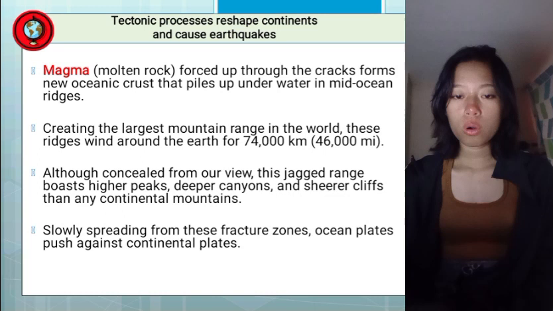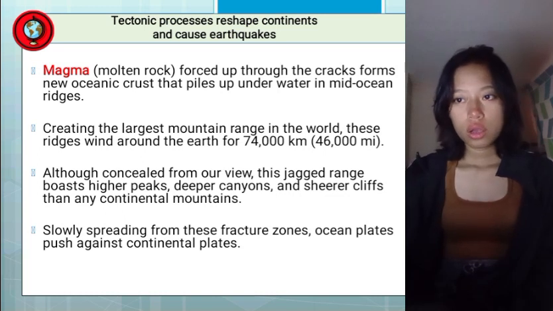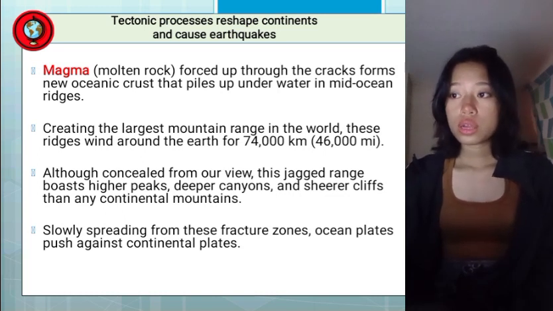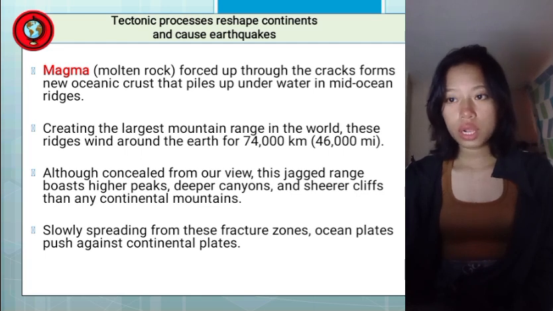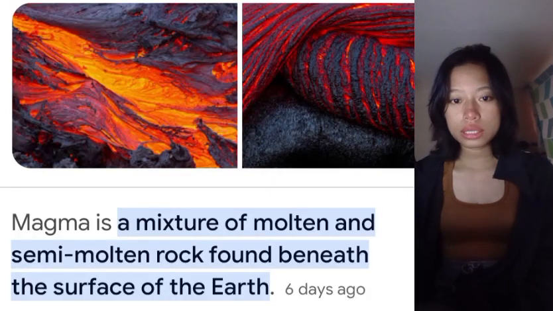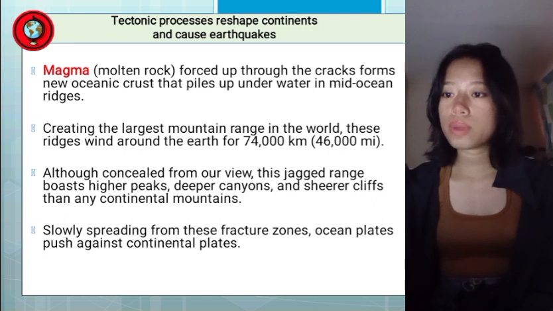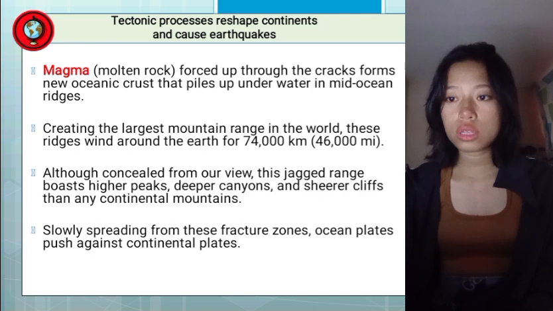Magma, known as molten rock, forced up through the cracks forms new oceanic crust that piles up underwater in mid-ocean ridges. Magma mostly comes from the volcano, or the molten rock. Creating the largest mountain ranges in the world, these ridges wind around the Earth for about 74,000 kilometers, or 46,000 miles.